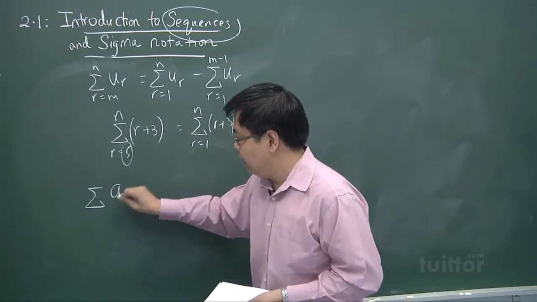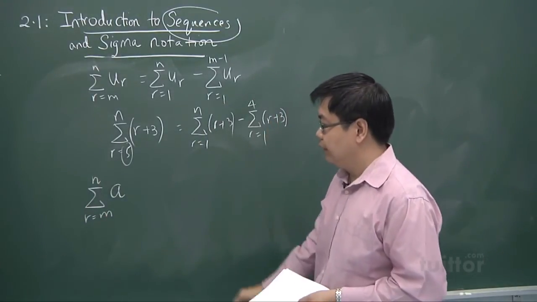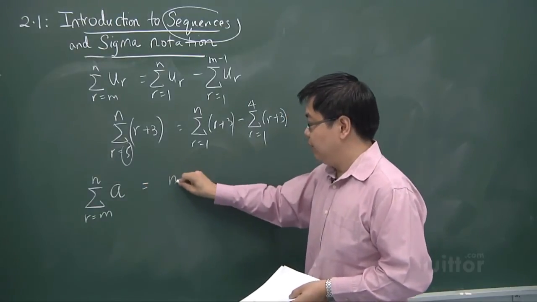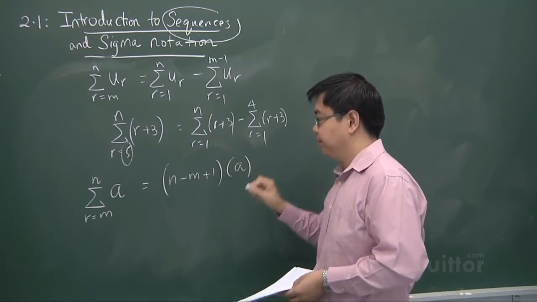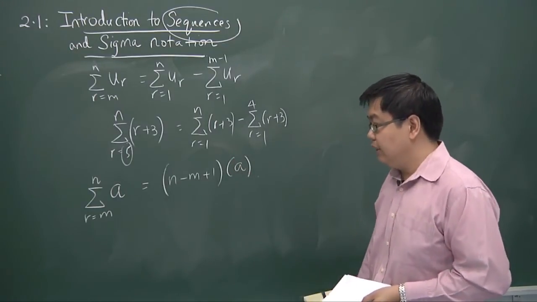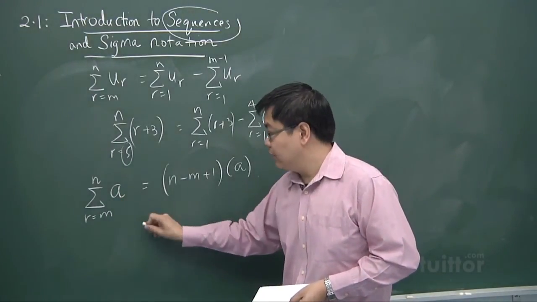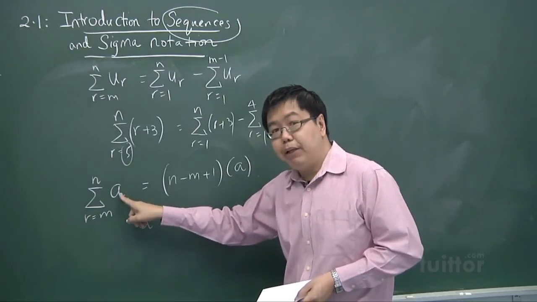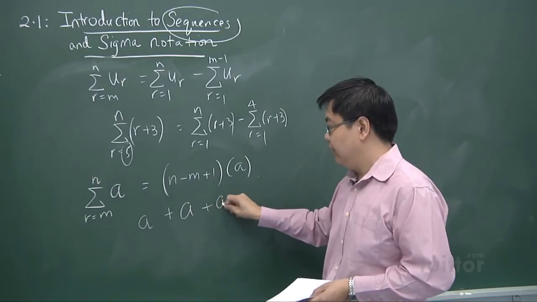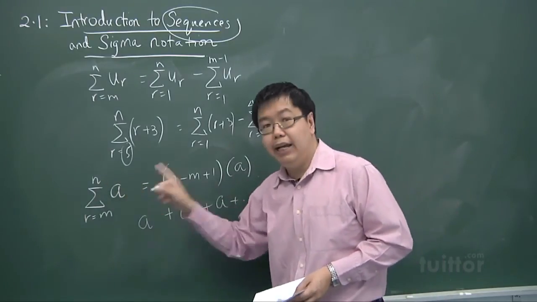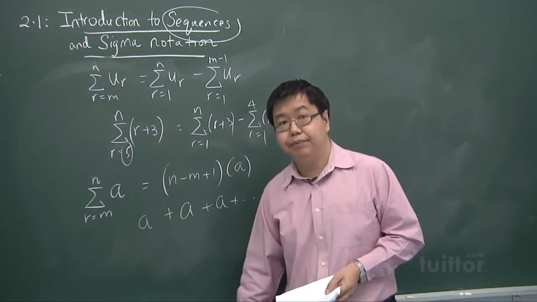The third law says that if you sum up a constant a from m to n, that will give me n minus m plus 1 times a. What this third law says is that if you substitute r equals m into a constant, you will still get a. If you substitute m plus 1 into this constant, you will still get a. m plus 2 in the constant, you still get a. And all the way until when you substitute n inside, you will still get a because this a doesn't depend on r.